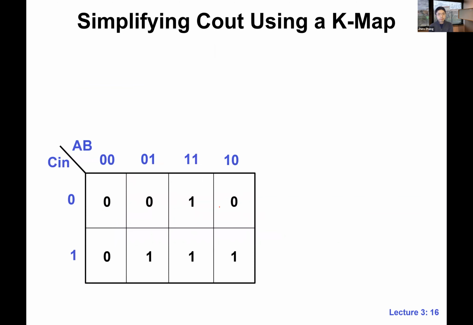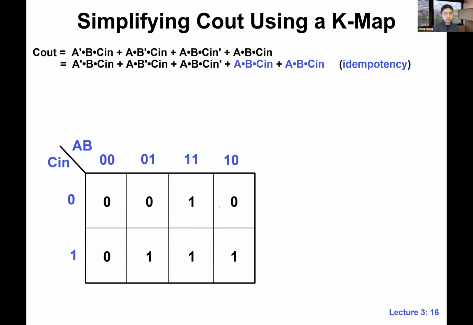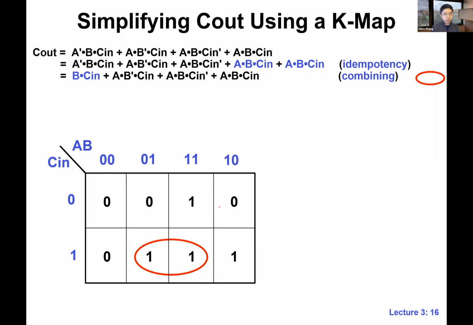Okay, so let's see how we use it. This is the equation. There's an expression that we want to minimize. So at the bottom, we are seeing the corresponding kernel map. If you look at some of the things that we just did, we use idempotency to clone, and then we combine the last term with the first term. So where exactly is the last term and the first term in the kernel map? It's actually here. Just convince yourself. So this is indeed the case.